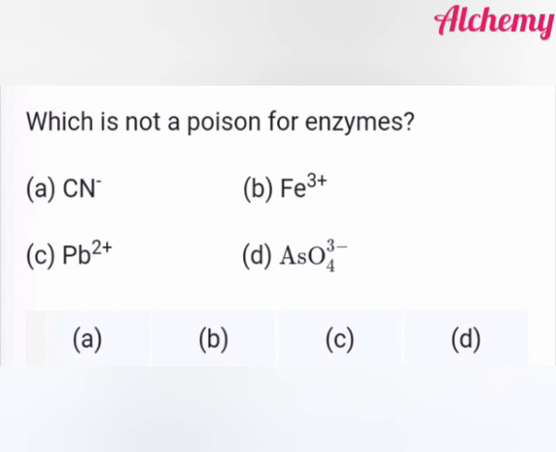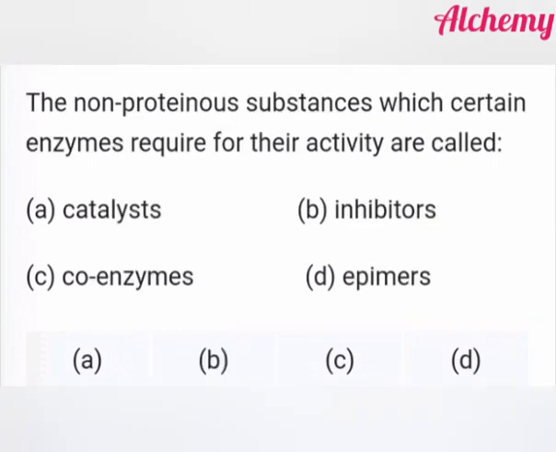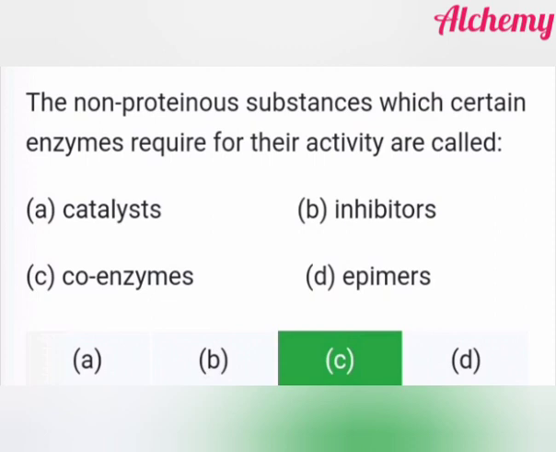Next question, which is not a poison for enzymes? The correct answer is option B, Fe3 plus ion. Next question, the non-proteinous substance which certain enzymes require for their activity are called. The correct answer is option C, coenzymes.